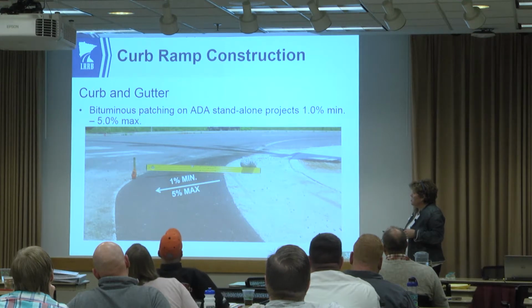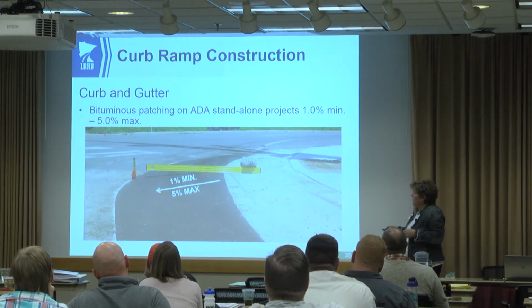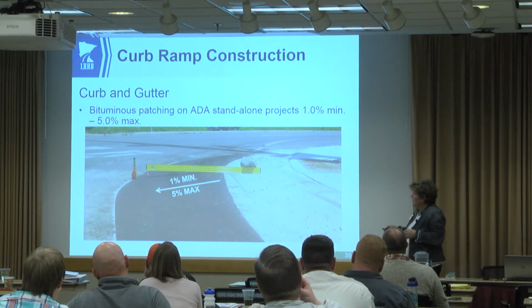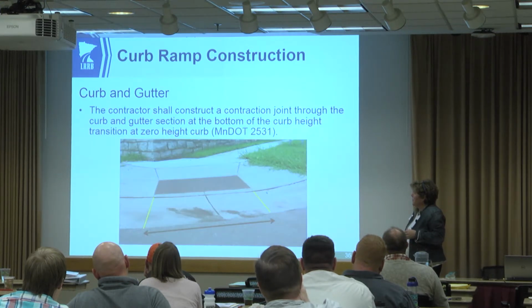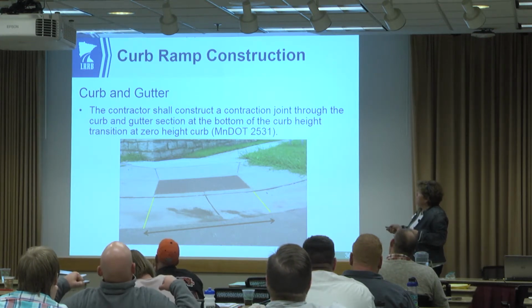This is a funny picture showing that there's this huge change in grade through here where we're bringing in a mill and overlay at something that's significantly greater than this gutter grade. So it's hard to see here, but that's like a 4-inch change there. So that would be a hump through here that would be unacceptable. At the bottom of a ramp like this, we put a contraction joint at the bottom.